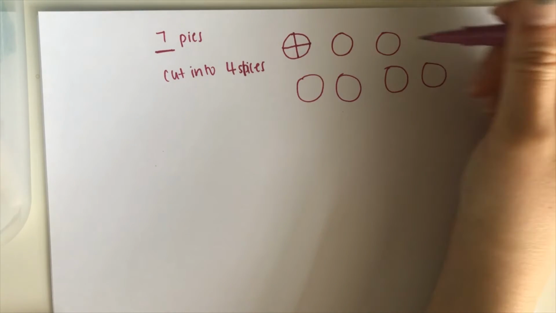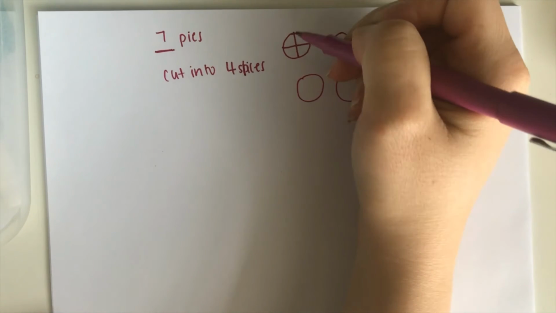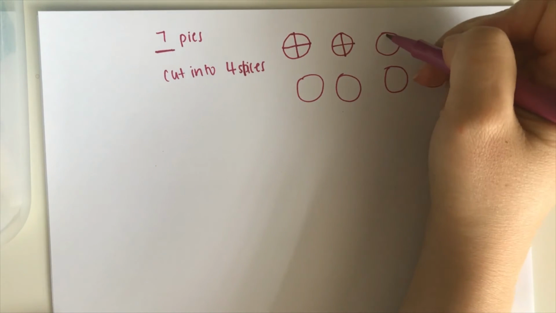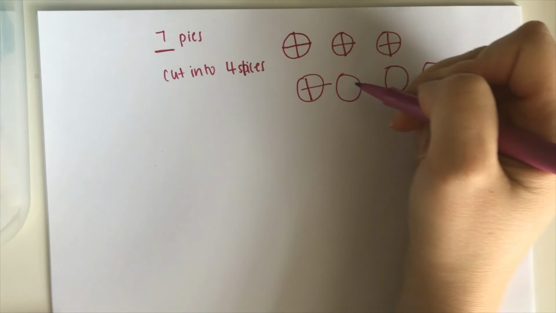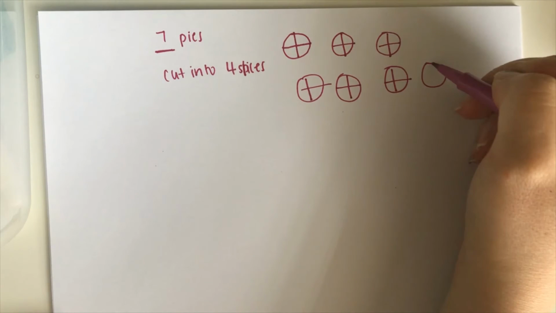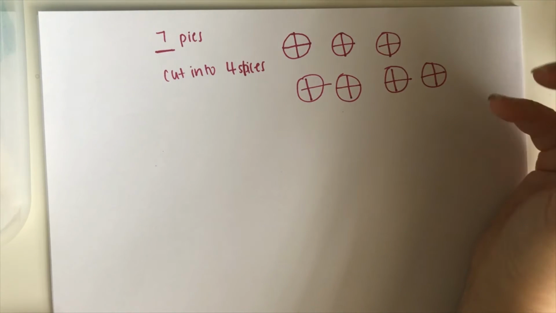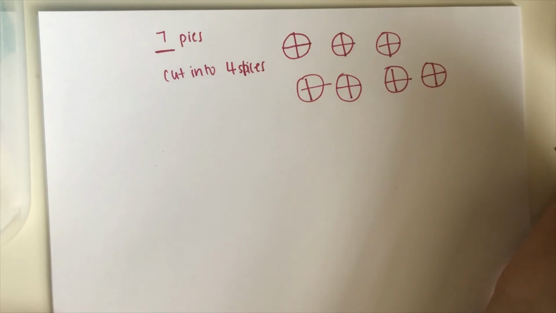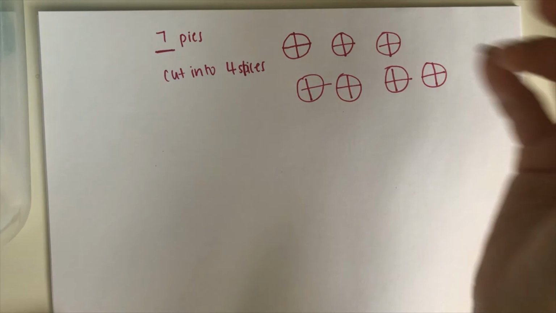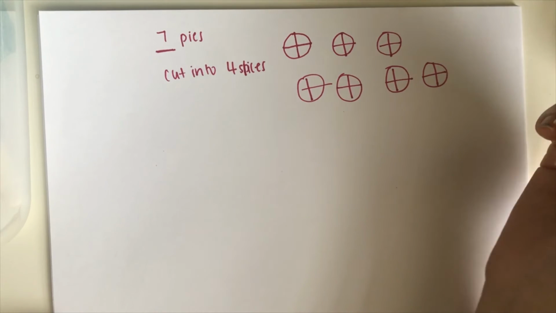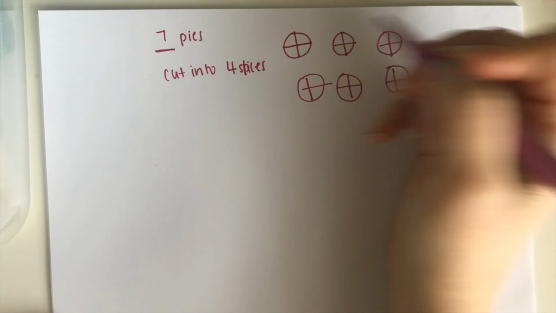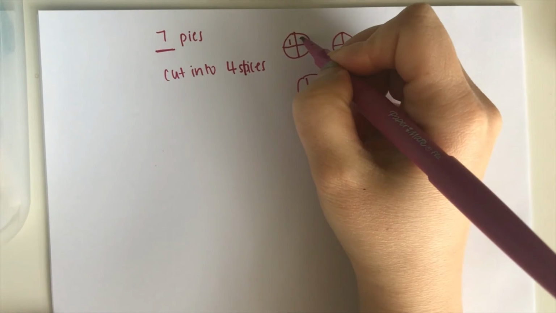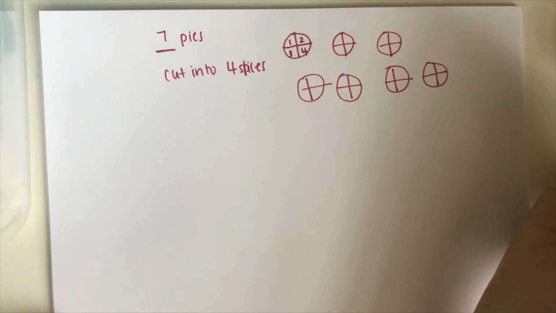Now you have to cut each pie into four slices. So that has four, that's four, that's four, that's four, that's four, that's four, and that's four. Let's say they're all equal pieces because I can already tell this slice is not as equal as this slice, but that's not what they're asking me for. They want to know how many slices you have altogether. So each one of these is a slice. So this is one, two, three, four.